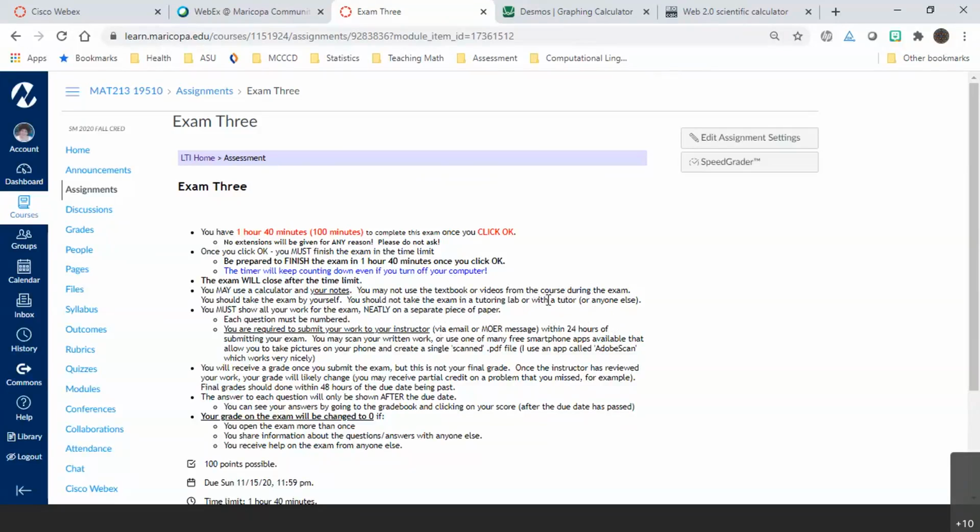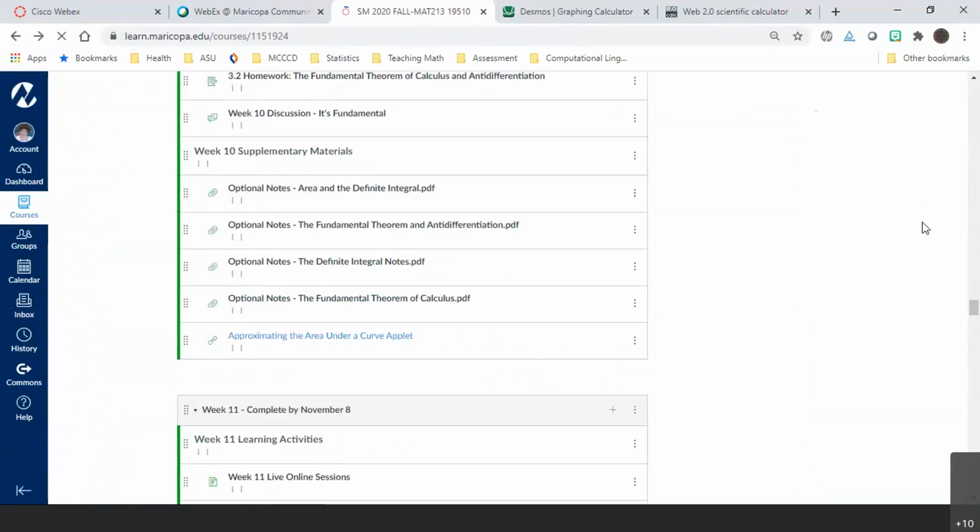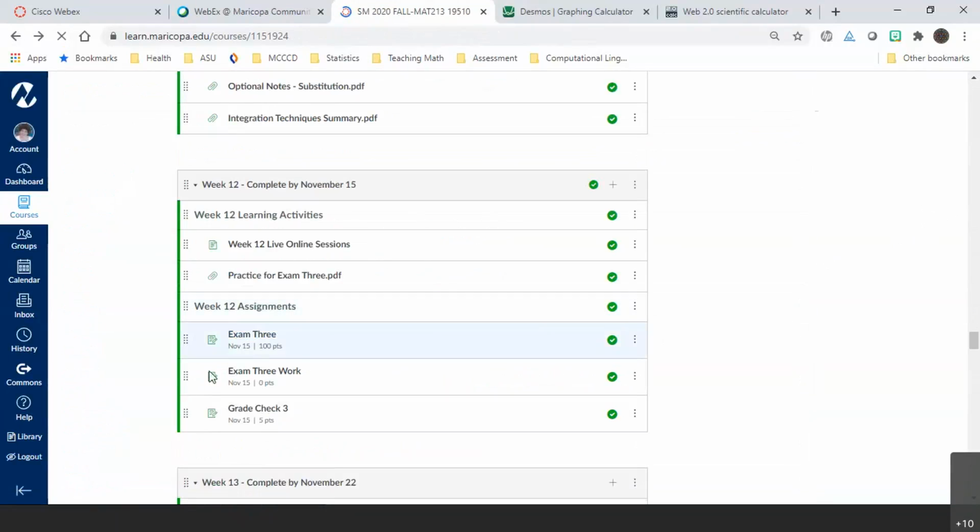Most of them are applied problems. Those, you're not going to be able to Google those. Again, what I would like you guys to do, there's a separate assignment in here besides the exam. Again, it takes a minute to pop down there. There's a separate assignment besides the exam called exam 3 work. No points for it, but upload your work.